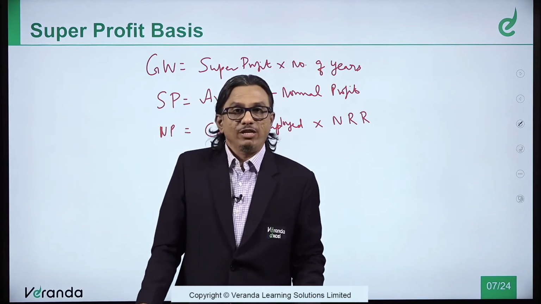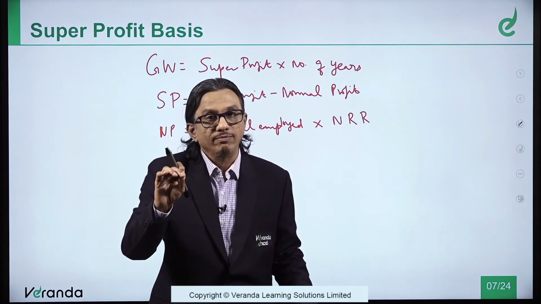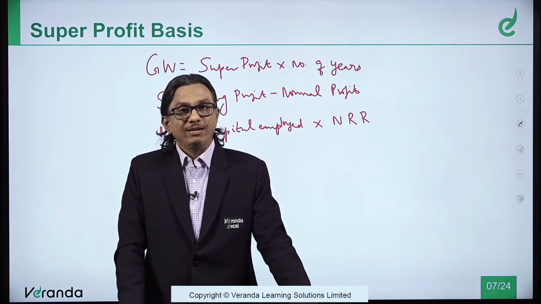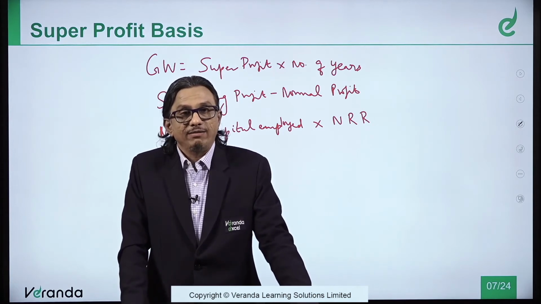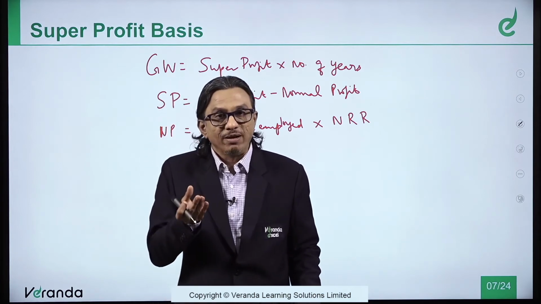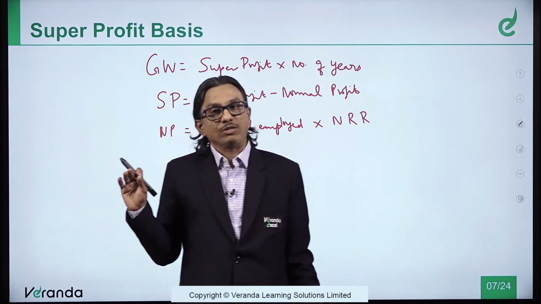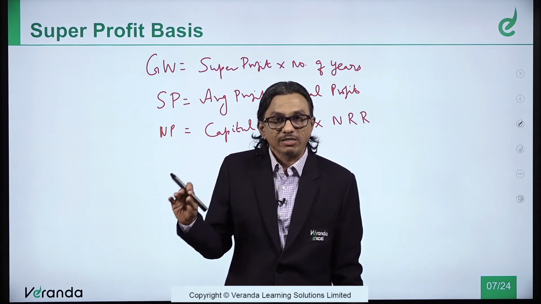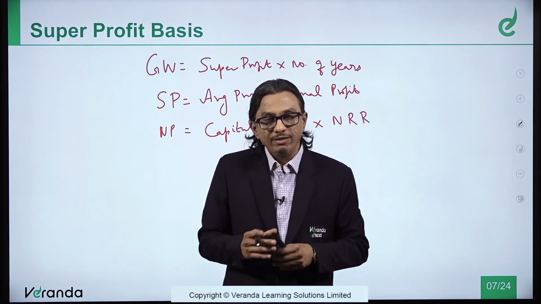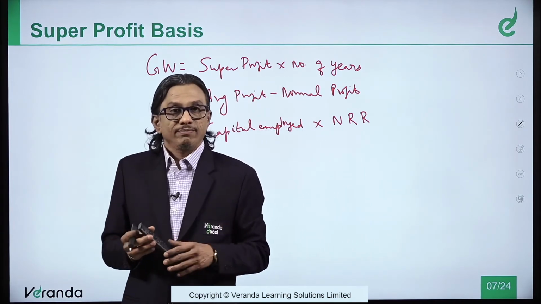In that industry, if you invest 1 lakh, you will get a profit of 10,000 normally. That means the rate of return in that industry is 10%. 1 lakh is the investment, 10,000 is the profit. So, normally in that industry, the rate of return is 10%. You are also doing business in a particular industry, where the rate of return is 10% normally.